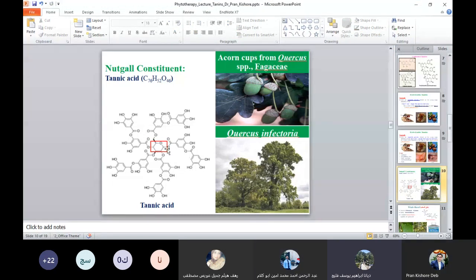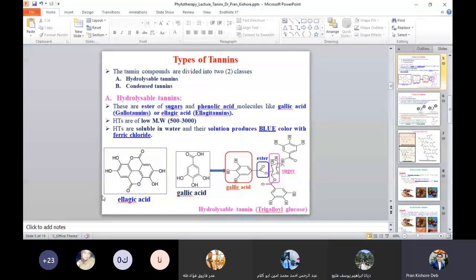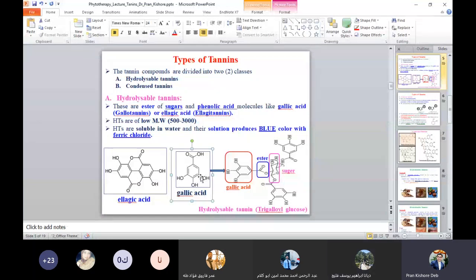Yes, this sugar is attached to the phenolic acid. What is the name of the phenolic acid you see here? Is it gallic acid? Look at this. Is it ellagic acid or gallic acid? See the structure of gallic acid. It has 3 hydroxyl groups next to each other in the aromatic ring, having the carboxylic group. It is the carboxylic group which forms the ester with the sugar.